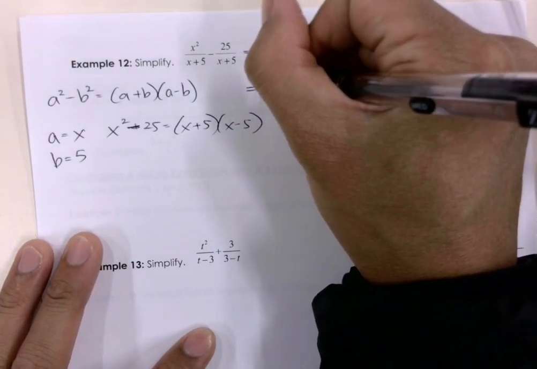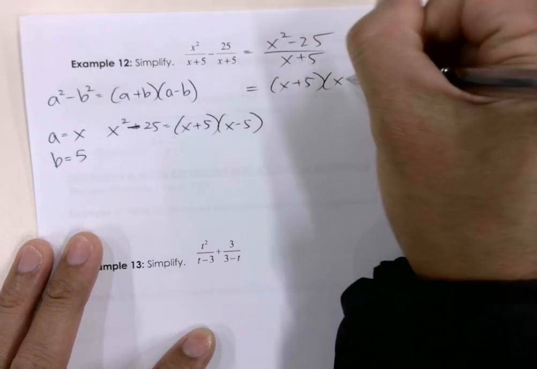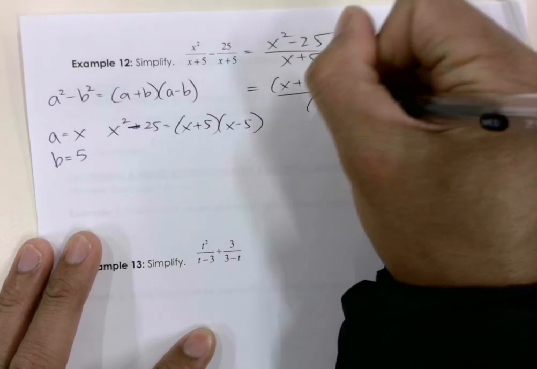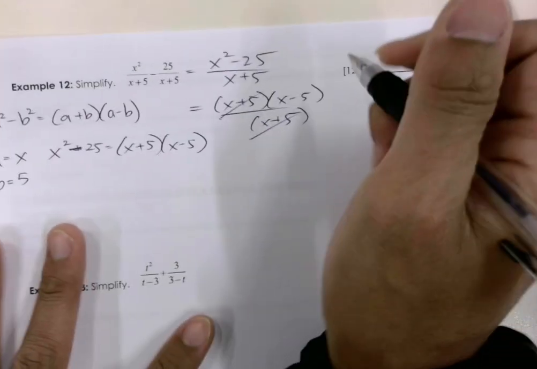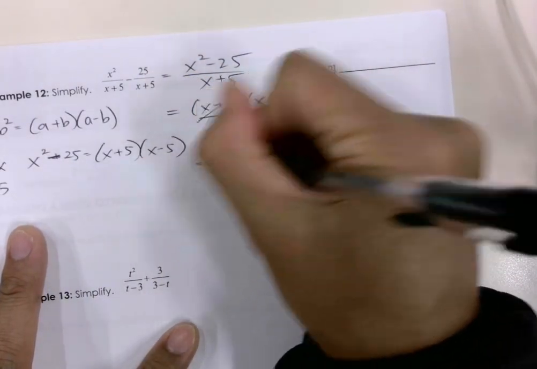So we can go ahead and rewrite this as x plus 5, x minus 5 over x plus 5. So we have the same factors in the numerator and denominator, and our answer is going to be x minus 5.